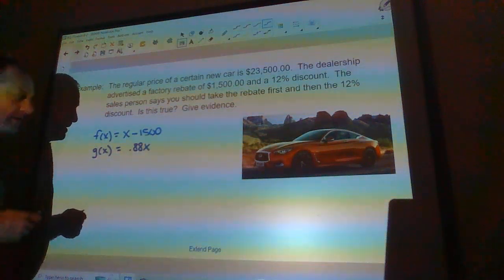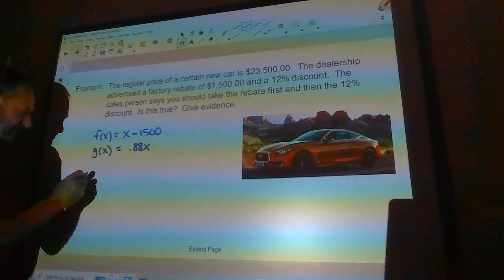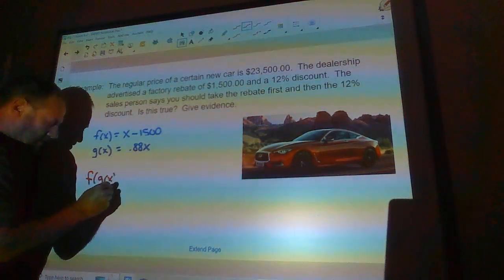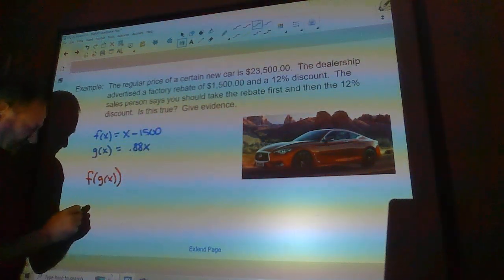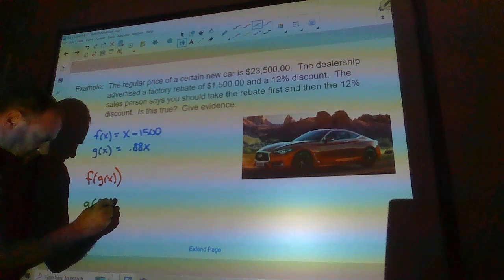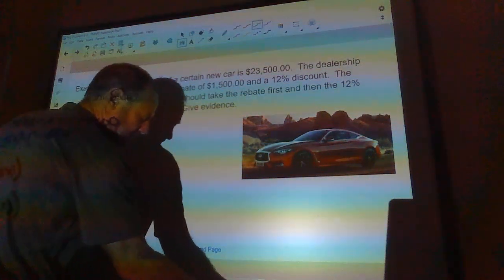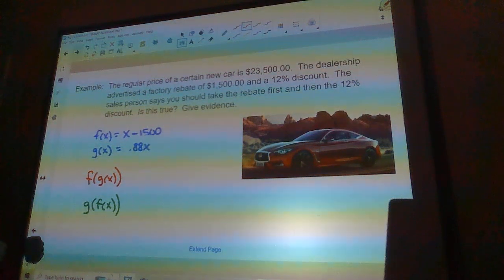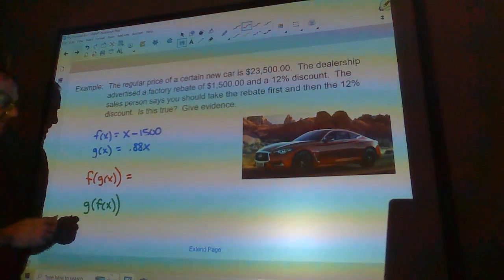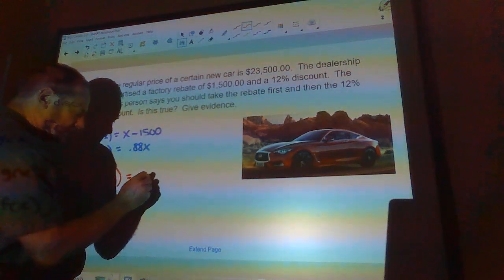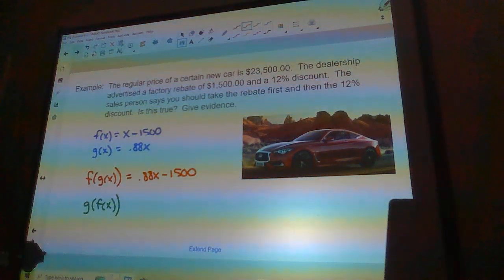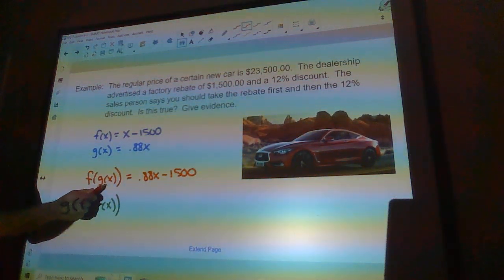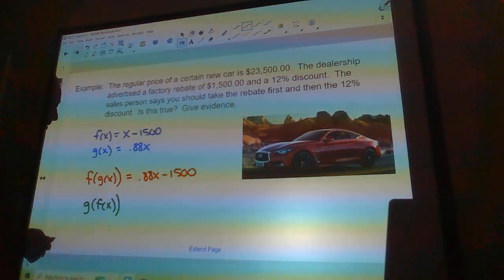Okay. Now, I can look at this as finding f of g of x, and then finding g of f of x, and seeing which one of those is the better deal. So if I do f of g of x, that says I'm going to put g of x inside here, so I'm going to get 0.88x minus $1,500. What does this mean? This means you're going to take the 12% discount first, and then take the $1,500 rebate.